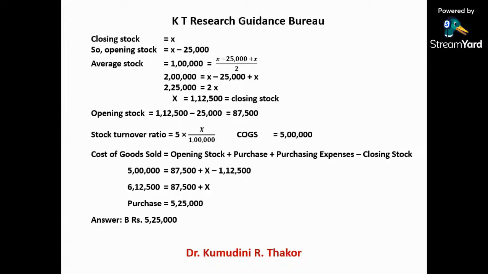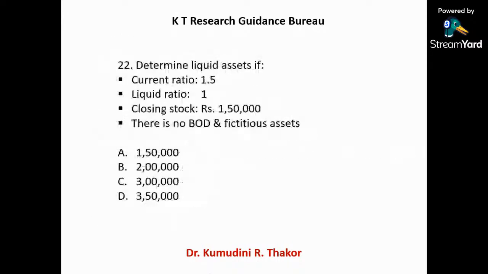So 5 into X by 1 lakh is equal to 5 lakhs. And cost of goods sold is equal to opening stock plus purchase expenses minus closing stock. So 5 lakhs is equal to 87,500 plus purchase, which you have to find out. Purchase expenses are not given, and closing stock is 1,12,500. So your purchase is 5,25,000. So your answer is B, 5,25,000. I hope you followed it very nicely.